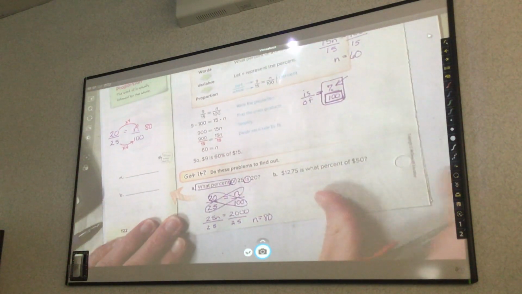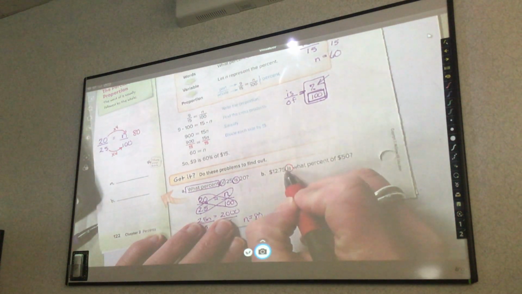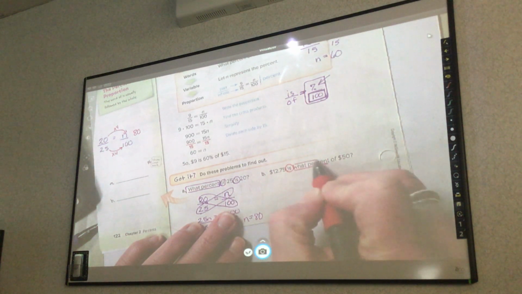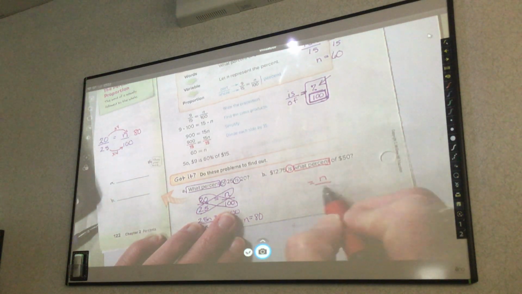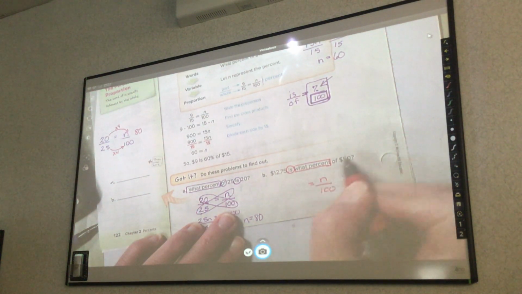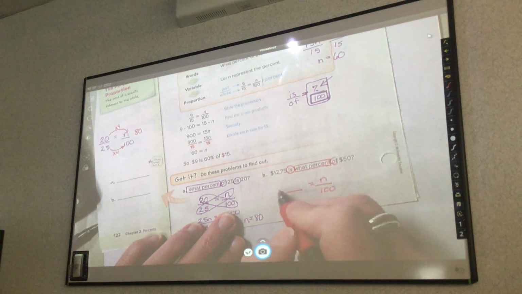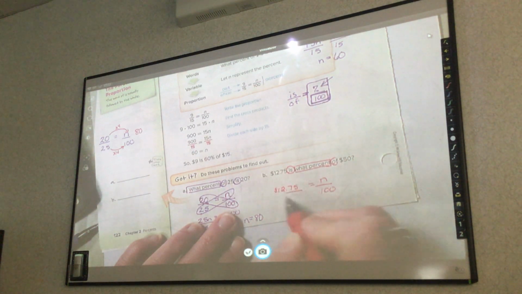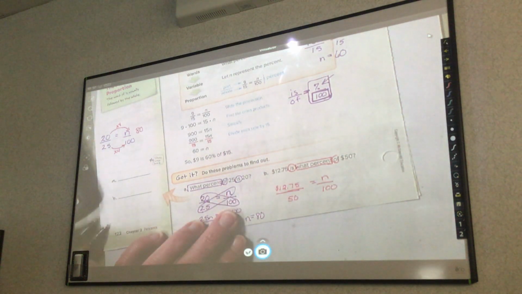So if I do B, $12.75 is what percent? So what am I trying to find out? The percent again, of 50. So what number goes on top over here? $12.75. What goes on the bottom? 50. Yeah. Do I have to do cross product? No.